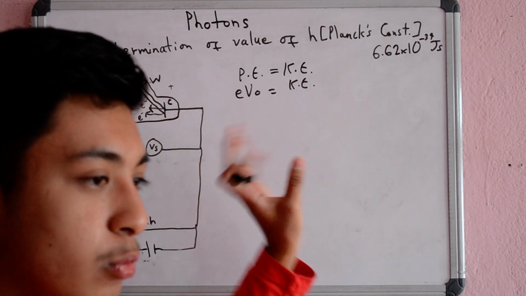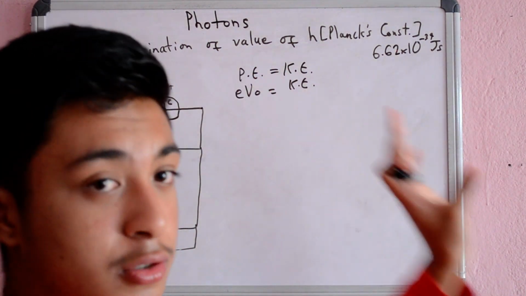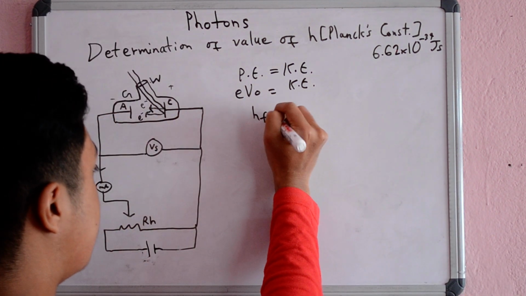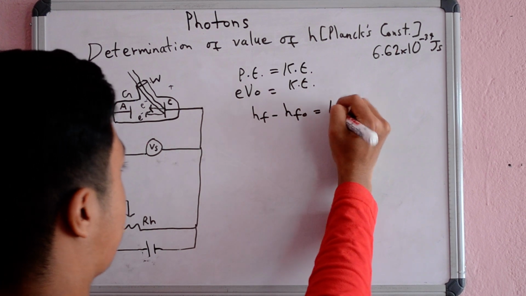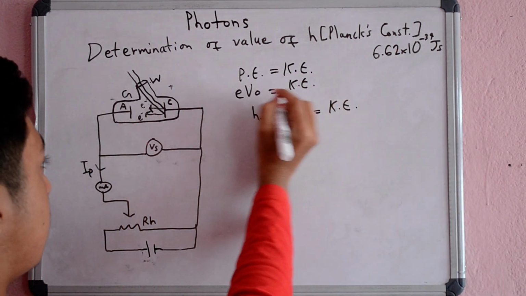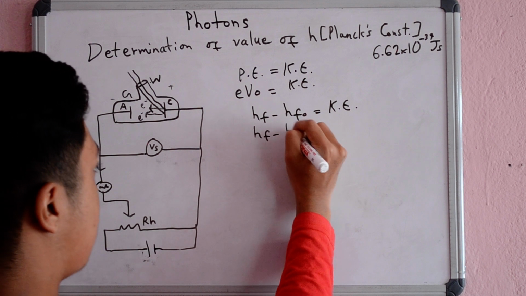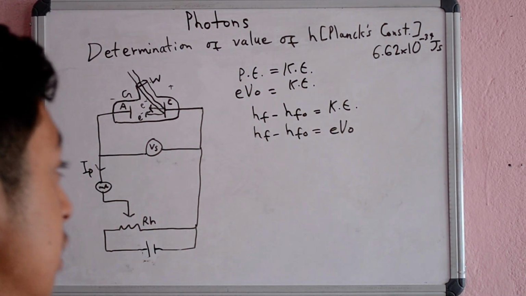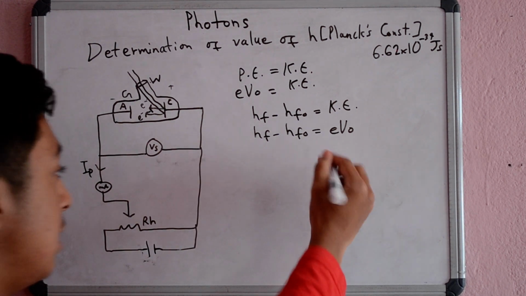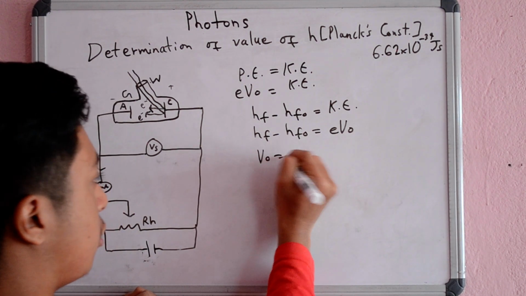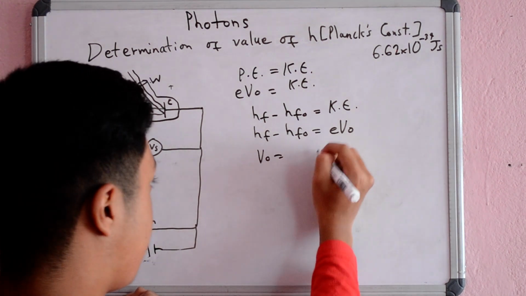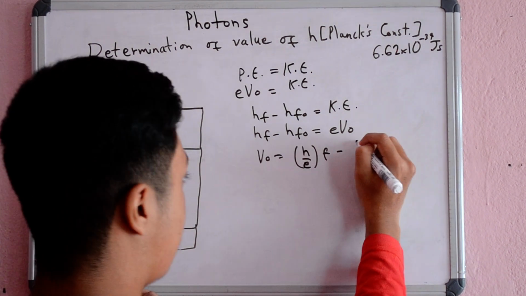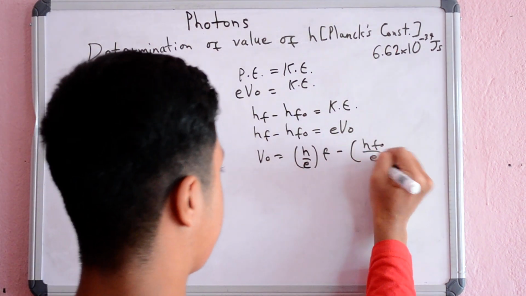Now, we know the Einstein photoelectric equation, so let's use that so that we can prove that, which is hf minus hf naught is equal to kinetic energy. Or from here we can write hf minus hf naught is equal to eV naught, where V naught is the stopping potential applied. Now I'll write it here. V naught is equal to, dividing everyone by the electron charge, we have h by e, I'll write it like this, you'll see why, minus hf naught by e.